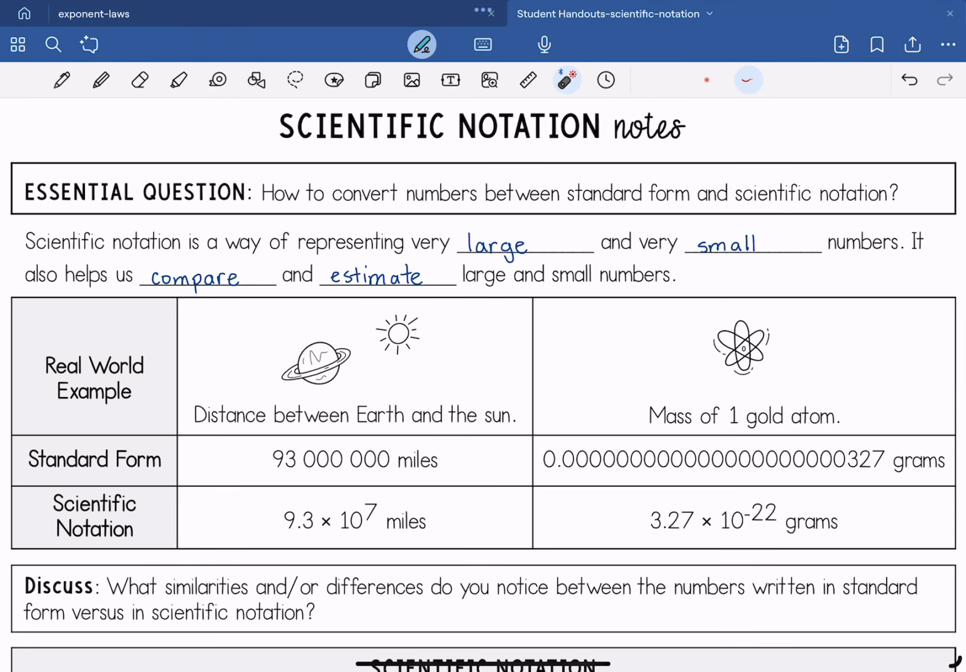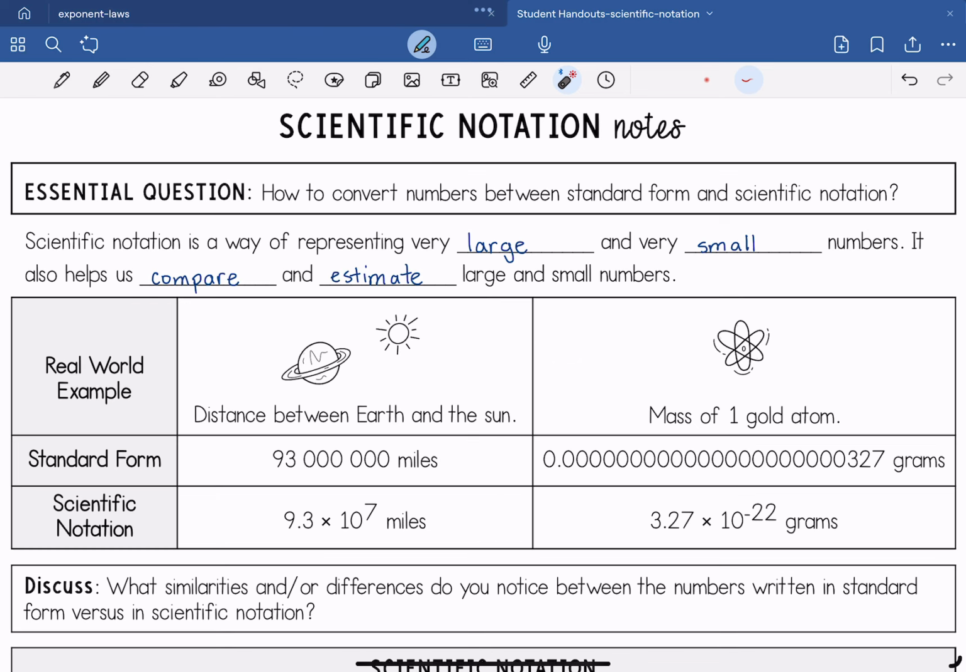Scientific notation. The essential question of the lesson is how to convert numbers between standard form and scientific notation. Scientific notation is a way of representing very large and very small numbers. It also helps us compare and estimate large and small numbers. So let's look at two real world examples: the distance between Earth and the Sun and the mass of one gold atom.